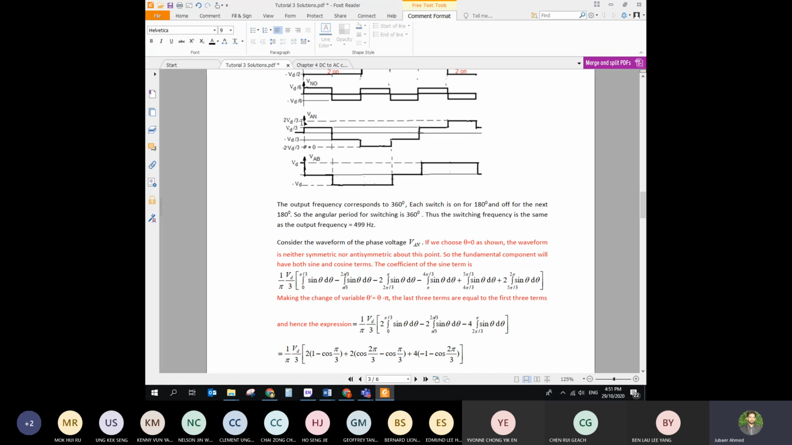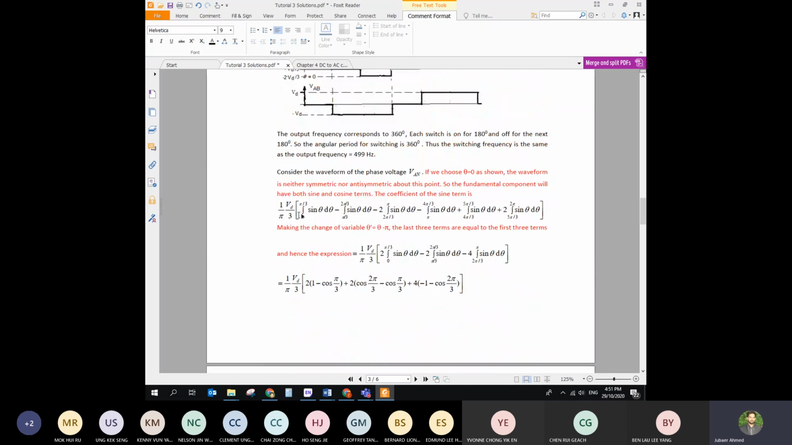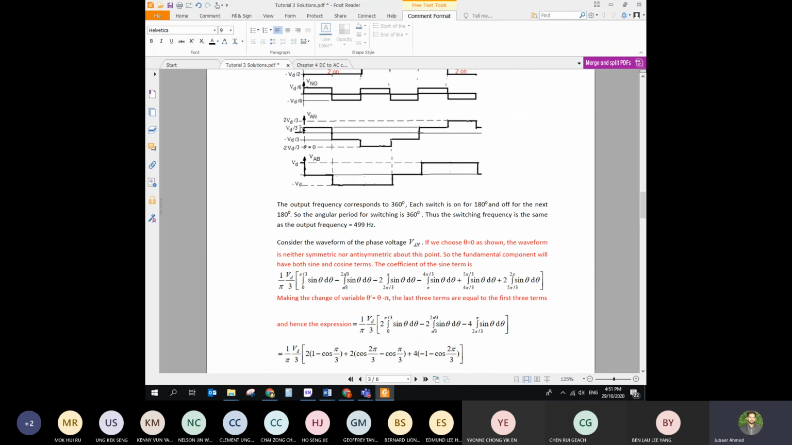So let's find the fundamental component here first, then I will tell you what to do when the 0 point is considered somewhere else. First look at this signal. As usual, we have to integrate it for the full cycle. So this is positive VD by 3, this is negative VD by 3, this is 2 VD by 3. So VD by 3 times sine theta, then negative VD by 3 times sine theta. We take the VD by 3 outside, since it is multiplied with all the components, so we can easily take it out.